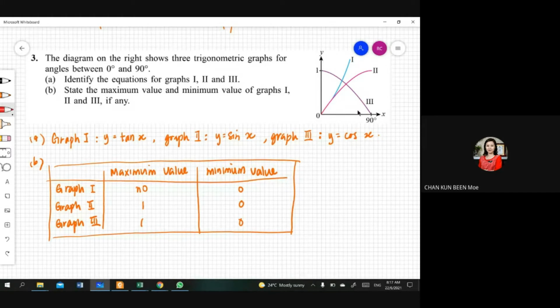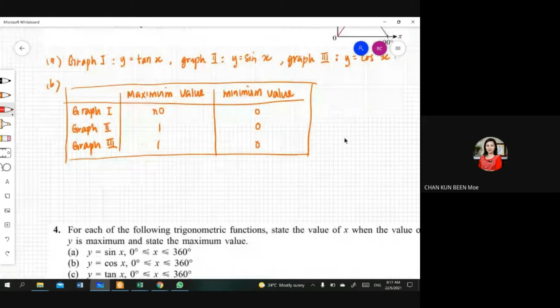Graph 3, so this is graph 3. Okay, the one that cuts through the y-intercept, the maximum value is 1. The minimum value, you refer to this one, is 0. Okay, that's why I have this. Up to you how you want to write down your answer. For me, it's easier to write it down in the form of a table. That's why I write it down in a table.